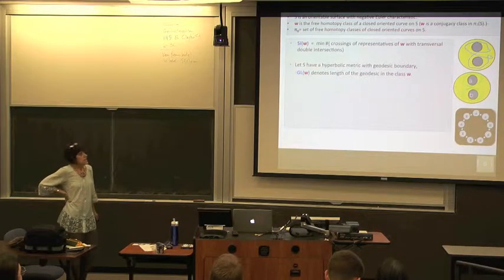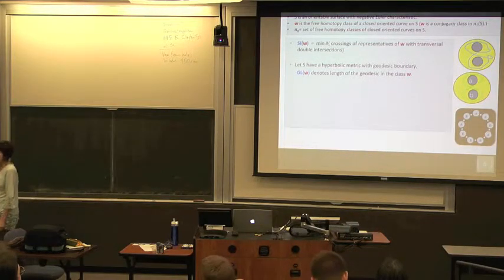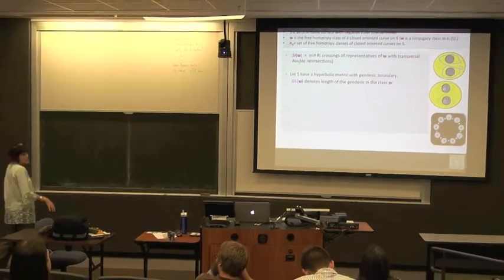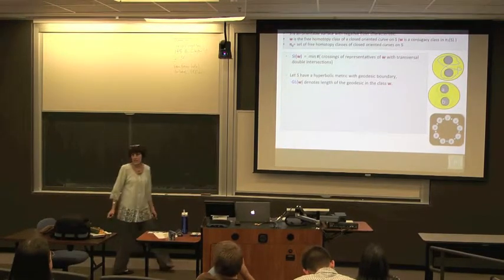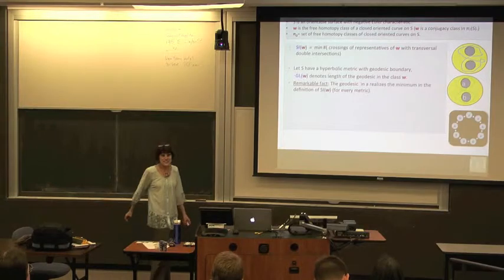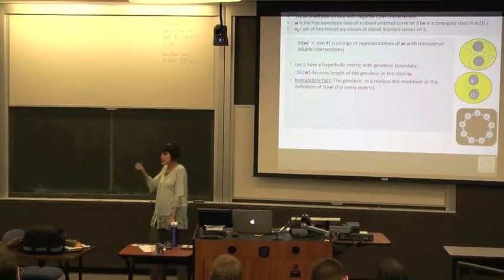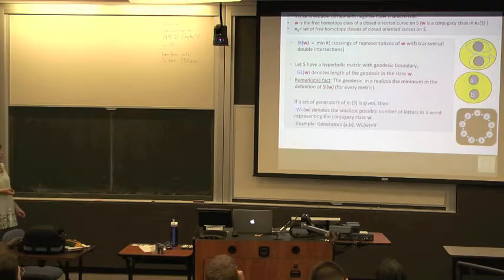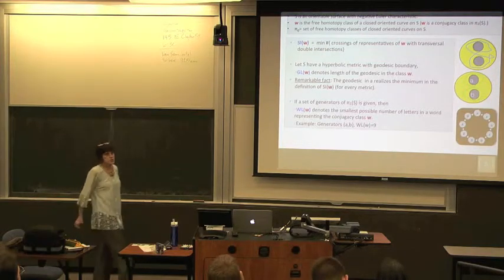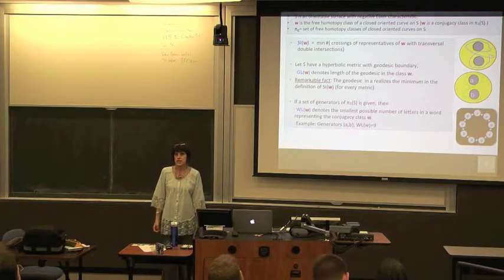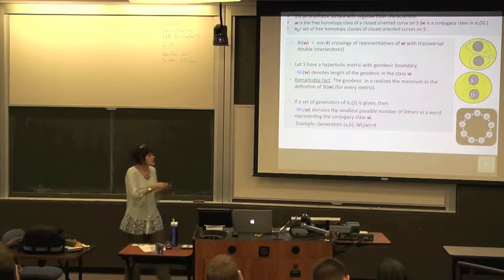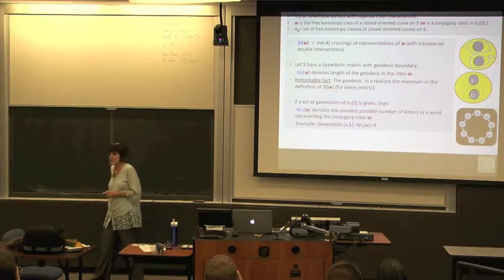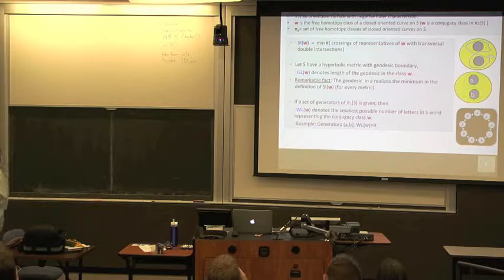Now, if your surface has a hyperbolic metric, a normal hyperbolic metric with geodesic boundary, then you also have the length of the shortest geodesic in that class. And we had this little miracle that the geodesic in that class realizes the minimal self-intersection. And finally, if we have also a chosen favorite set of generators of the fundamental group, then we can write our class as a word, and in particular, the shortest word will be the word length of that free homotopy class.